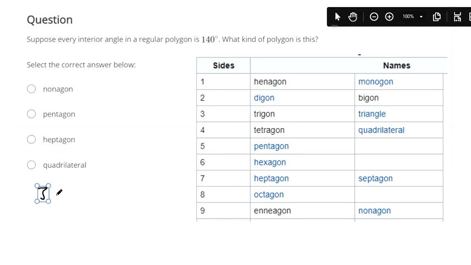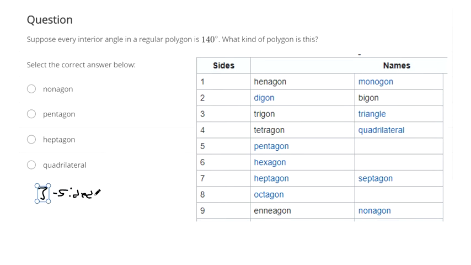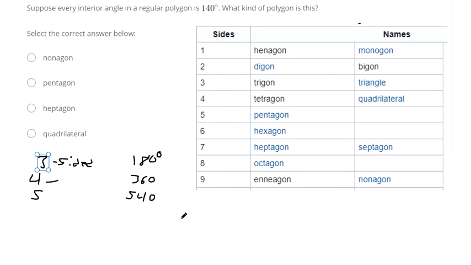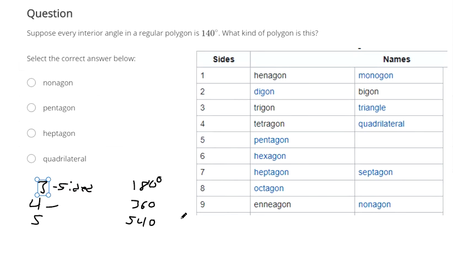So a three-sided figure has 180 degrees. A four-sided figure has 360. A five-sided figure has 540. So we can actually make an equation to represent how many degrees based on how many sides in the figure.